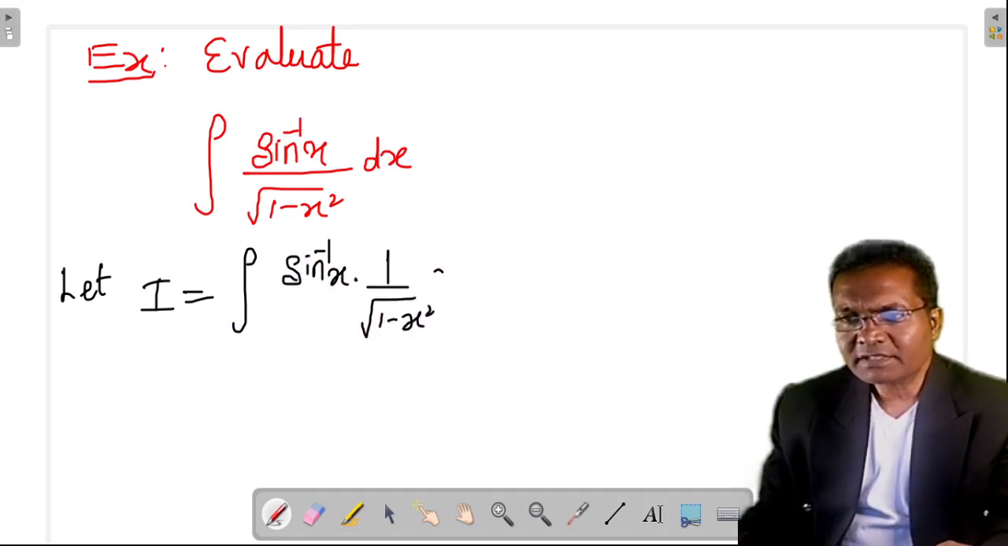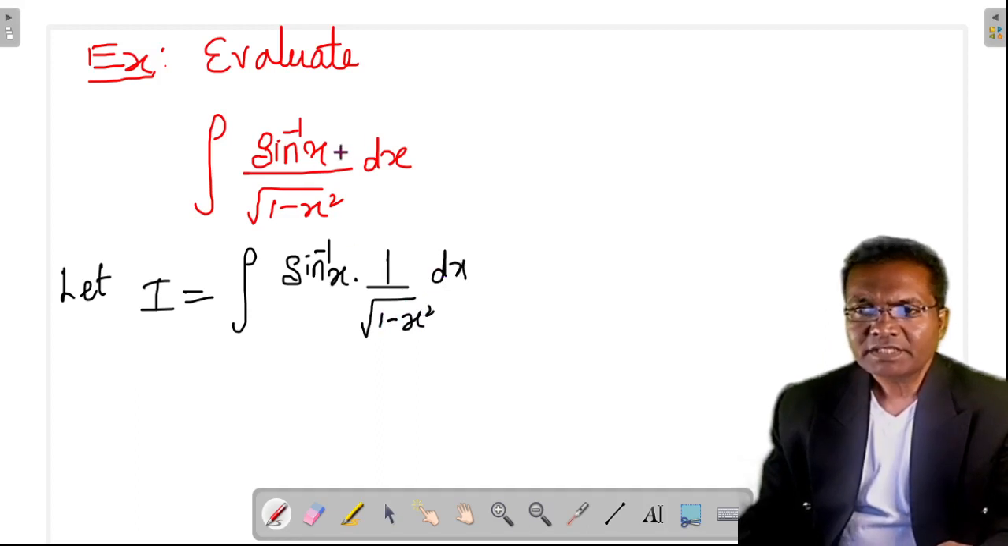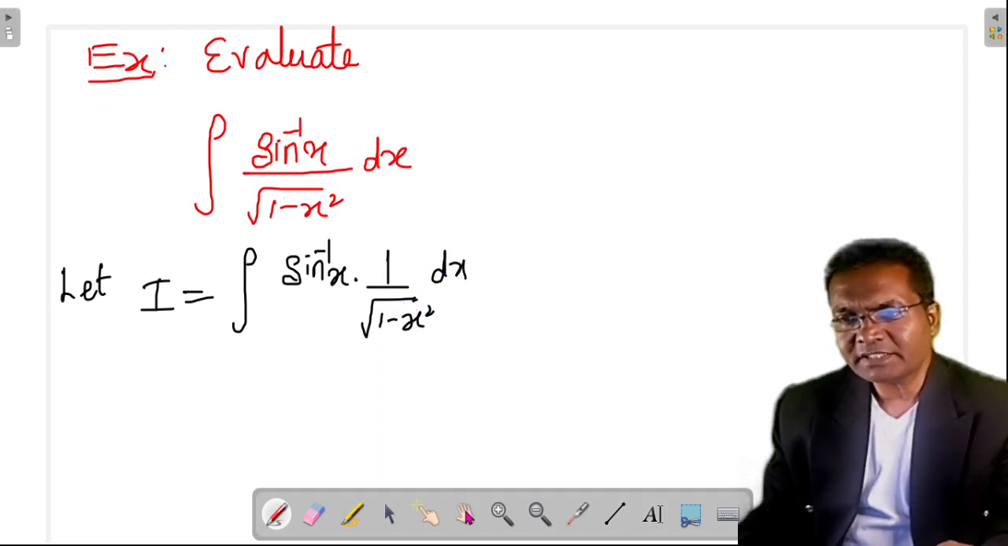So for your understanding I can write this, this 1 by under root 1 minus x square, I am writing it. This is written in this form.